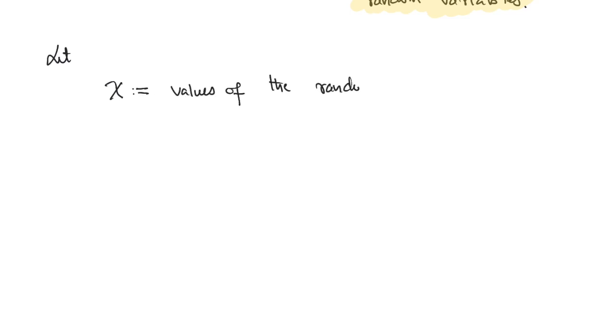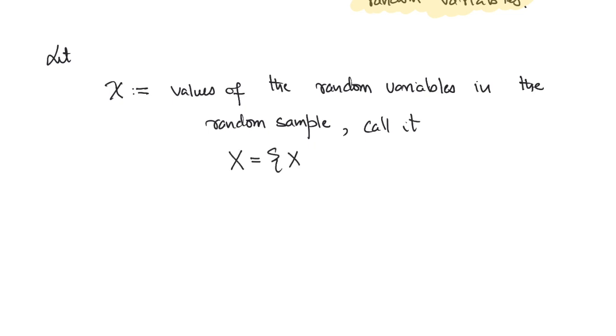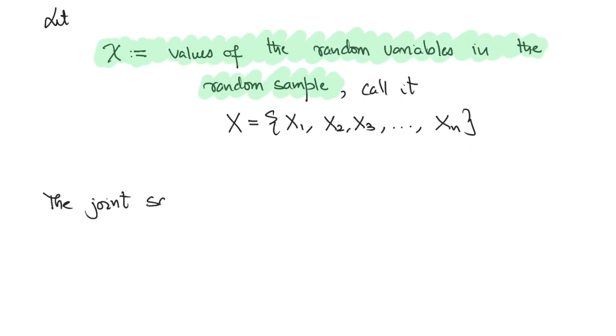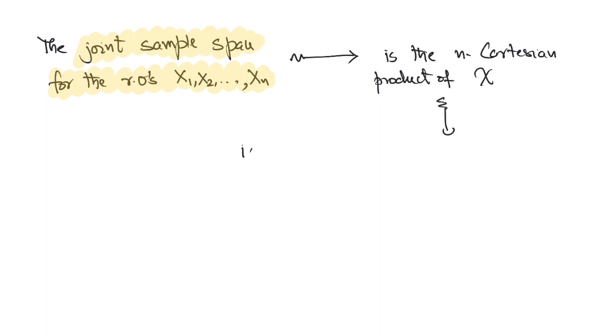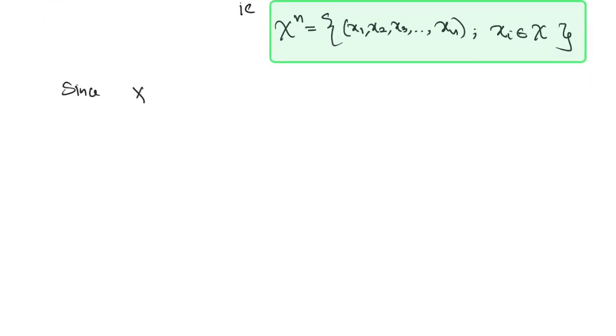We set script X to be the set of values of the random variables that are inside our random sample. Since all the random variables have the same distribution, the set of values for all of these random variables will be the same set, that is script X. The joint sample space for the random variables x1, x2 up through xn is the n-fold Cartesian product of the set script X. This is denoted as script X to the n, and it's an n-tuple where the elements of the tuple are elements inside script X.